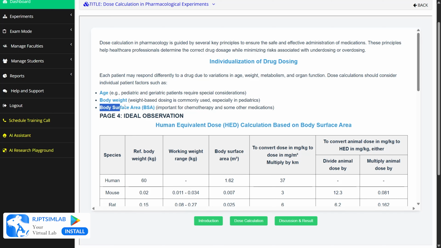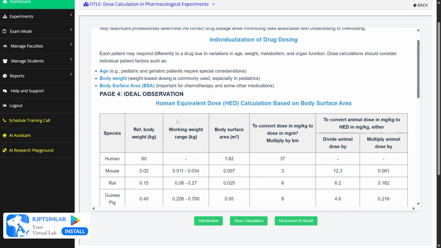Then the third factor is body surface area. Body surface area also varies from patient to patient. Some are very healthy and some are very thin. So the body weight also differs, and it is important for chemotherapy and some other medications. Chemotherapy is a treatment given to cancer patients.